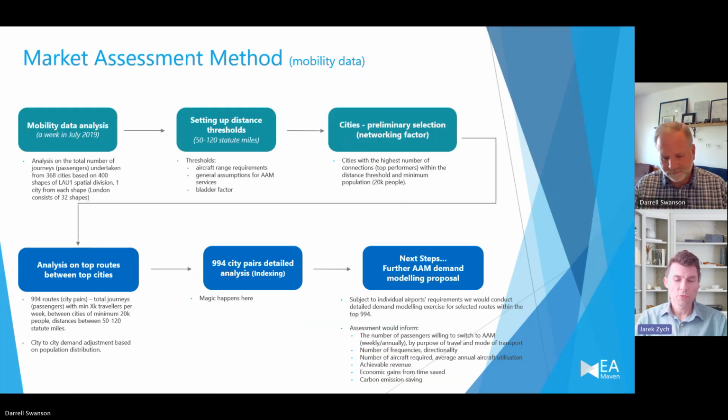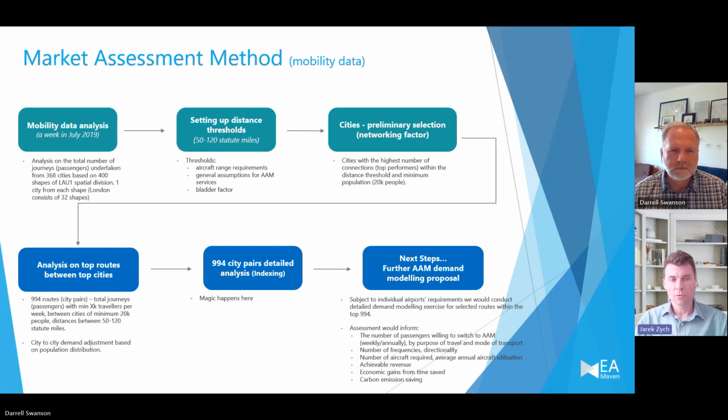In terms of methodology, we use mobility data, specifically a sample for a week in 2019, to reflect the pre-COVID situation on the UK market. We use a map of 400 shapes of LAD spatial division of the UK. Our analyses are based on one city equal to one shape, with the exception of London, which consists of 32 shapes. With this methodology, we've come up with 368 cities, and we analyzed all possible routings between them. Through a sifting exercise, we come up with 994 routes for future indexing analysis.